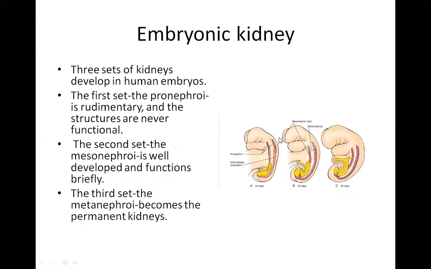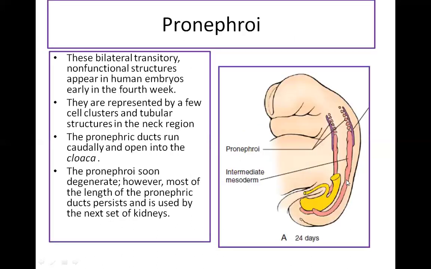Now there are three sets of embryonic kidney. The first set is the pronephros, which is rudimentary and the structures are never functional. The second set is the mesonephros, which is well developed and functions briefly. And the third set is the metanephric kidney, which will be the permanent kidney.